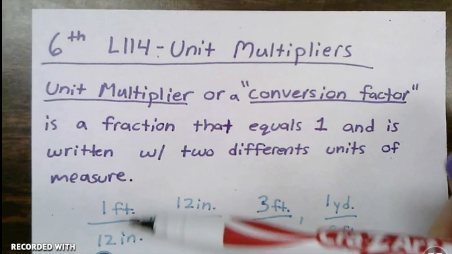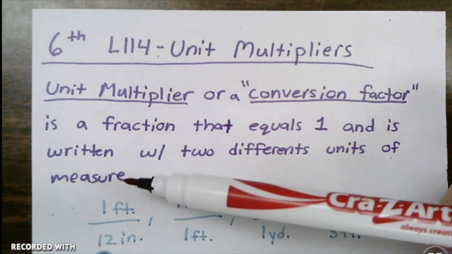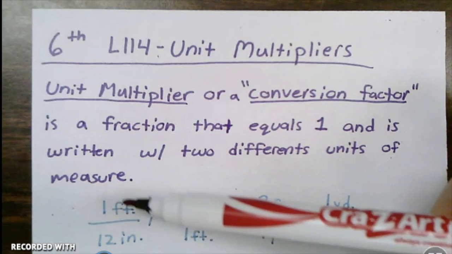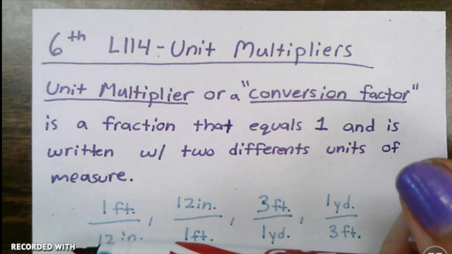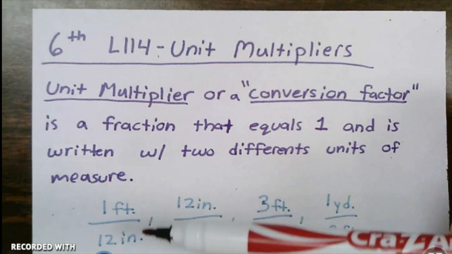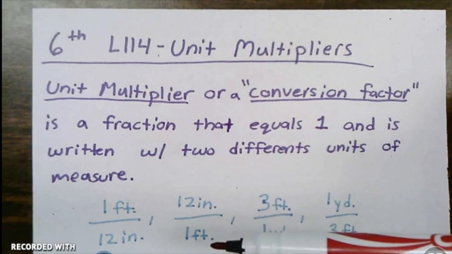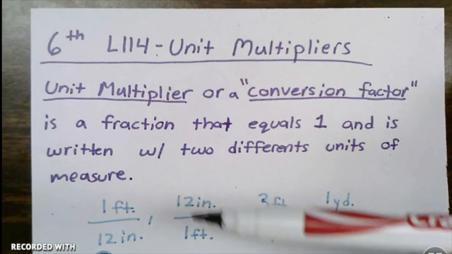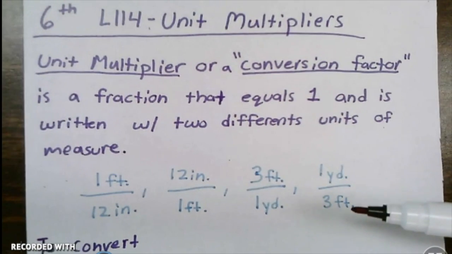So 1 foot equals 12 inches. Therefore, 1 foot over 12 inches is the same thing as 1, because this is the same thing as this. Just like if I had 4 over 4, that would equal 1. 1 foot over 12 inches equals 1. The labels are what make it that way. I can switch the order. It can be 12 inches over 1 foot. That is still a conversion factor. It still equals 1. 3 feet over a yard, or a yard over 3 feet, because they equal each other.